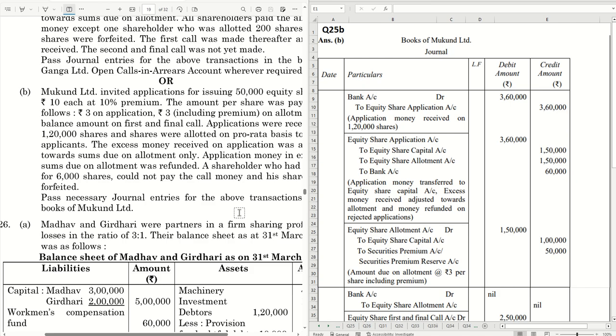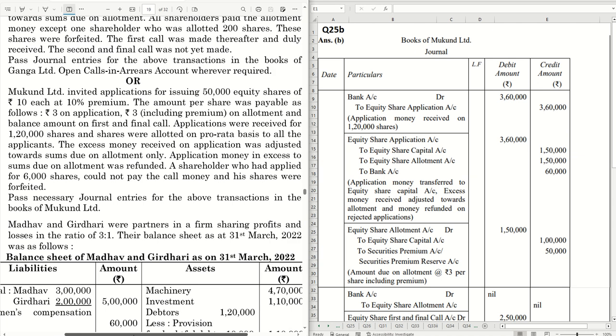Here we have question B under 25. Mukund Limited invited applications for issuing 50,000 equity shares of rupees 10 each at a 10% premium. The amount per share was payable as follows: 3 on application, 3 including premium on allotment, and the balance on first and final call. So how much is the balance?